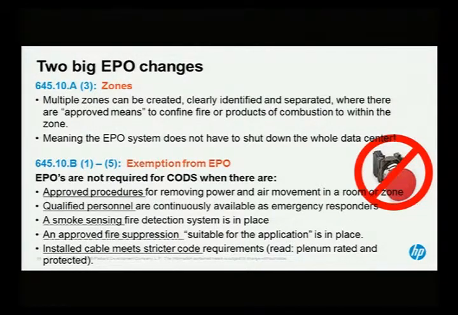What are qualified personnel? Doesn't really say. Basically, the authority having jurisdiction is going to be able to say, yes, you have qualified personnel, you're done. He's going to look at the training program, he's going to look at your selection, he's going to look at licenses. It's very difficult to have a security guy be qualified personnel. You have to have smoke sensing, you have to have an approved fire suppression suitable for the application, typically dry pipe sprinkler systems. And you have to meet certain stricter wiring requirements, and you can read that as plenum type cable where you use that.